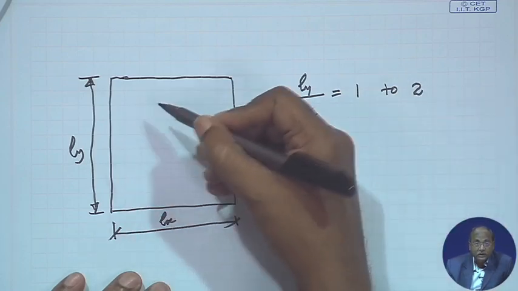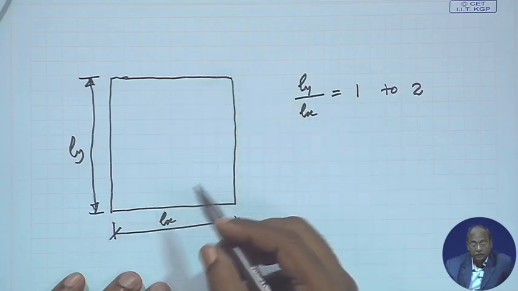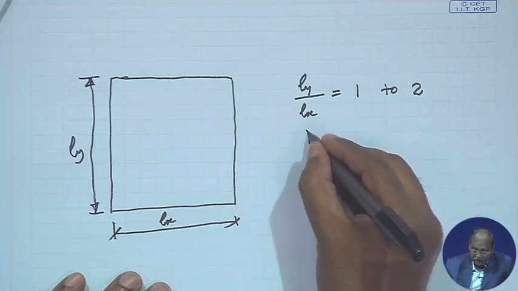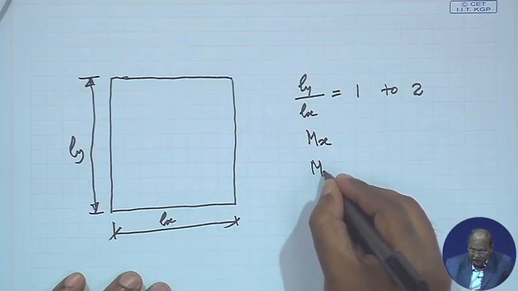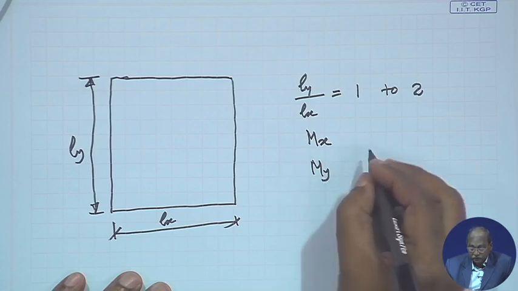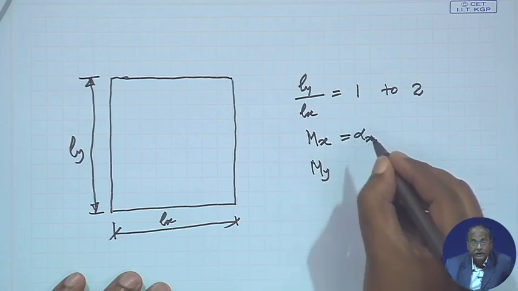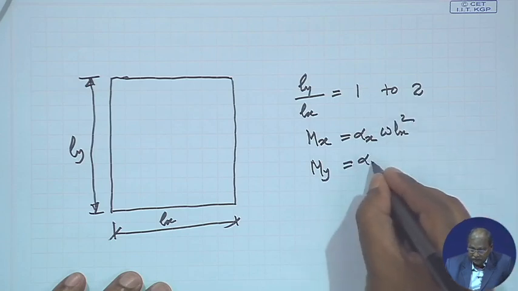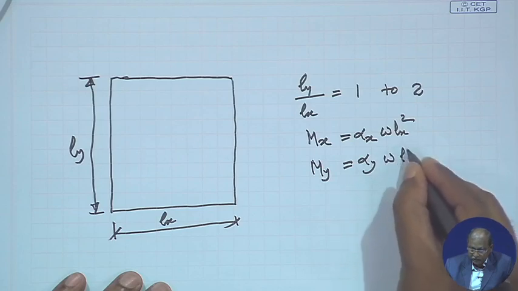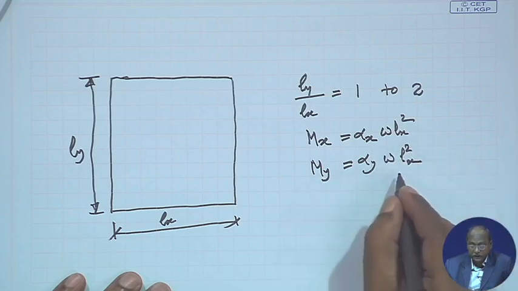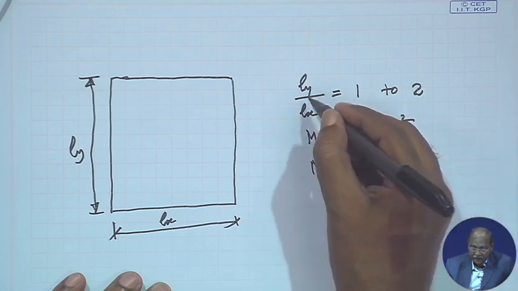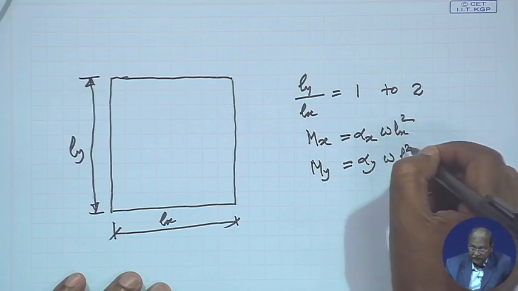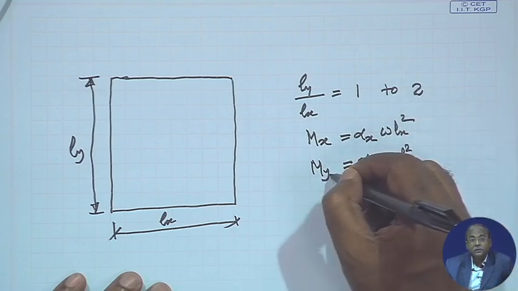That means, if it is more than 2, then it will act as a one way slab. Here, whatever you will get, that we used to get, say your Mx and My. So this Mx, whatever we say, alpha x W L square x, alpha y W L square x, this is the value we get here. If Ly by Lx is increased, then you can find out that My value is coming very less.